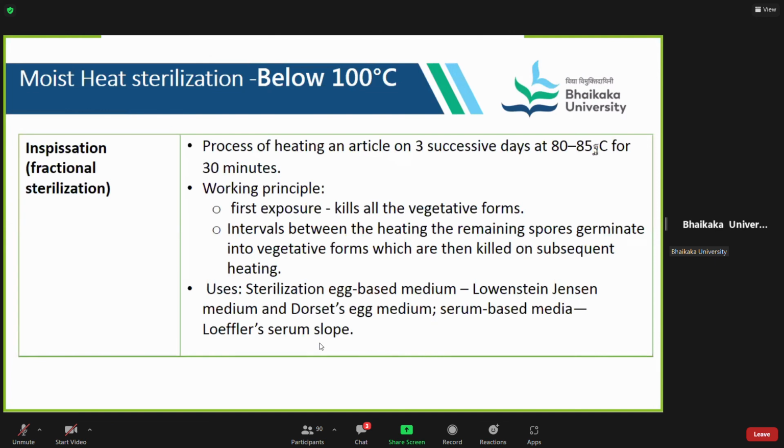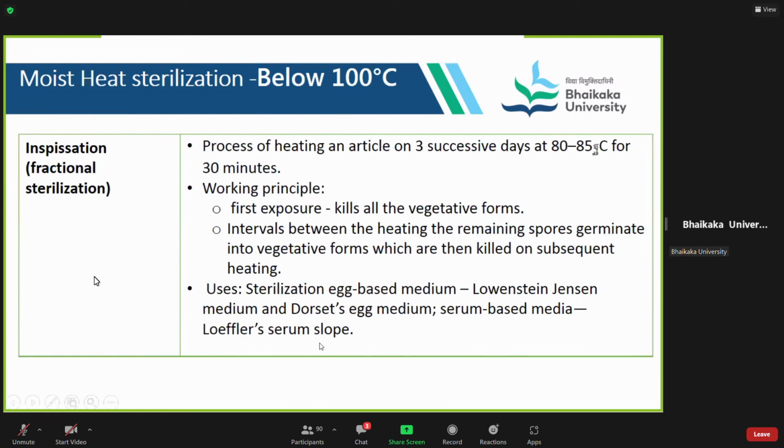Then inspissation, fractional sterilization, right? So fractional sterilization means you are heating an item on 3 successive days. The temperature is 80 to 85 degrees centigrade and you keep that for 30 minutes. So what is going to happen over a period of 3 exposures? On first exposure, all your vegetative organisms are going to be killed at this particular temperature and time. Then the time in between is going to stimulate the spores to germinate. So the spores will become vegetative and the frequent exposures will kill these germinated vegetative forms. So on 3 successive days, you give time for germination of spores and keep killing the vegetative forms.